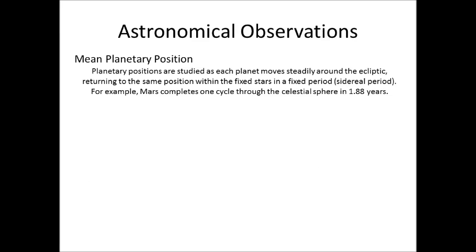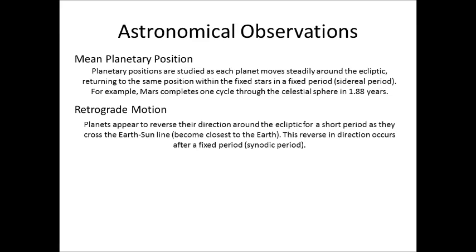The ancients were closely attuned to the position of the planets against the starry background. The planets retraced their positions in a fixed period known as the sidereal period. From time to time, when a planet crosses the Earth-Sun line, the planet appears to reverse in direction with respect to its normal travel in front of the stars. This retrograde motion occurs at a regular period known as the synodic period.